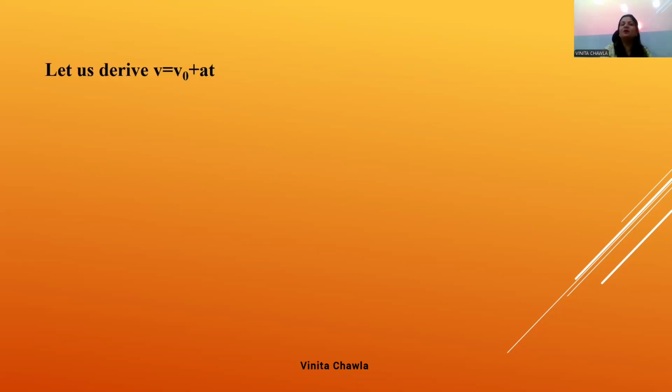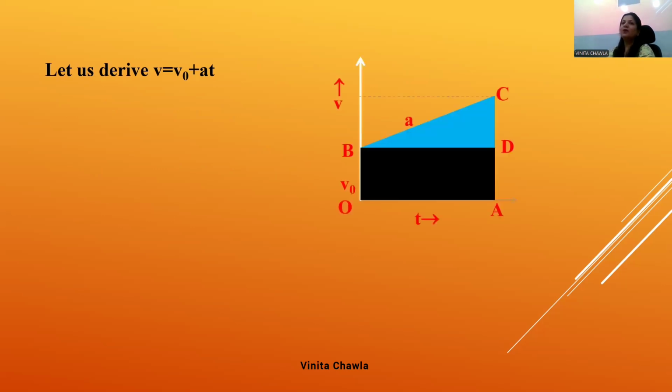So let's derive v is equal to v naught plus at. How do we derive v is equal to v naught plus at? We take the slope of the graph. Okay, we have the same graph. We can find slope of this graph. How do we find slope? y2 minus y1 upon x2 minus x1, right? कैसे find करोगे slope?